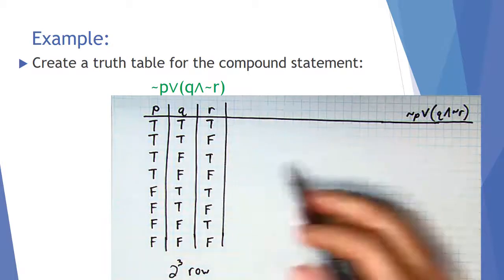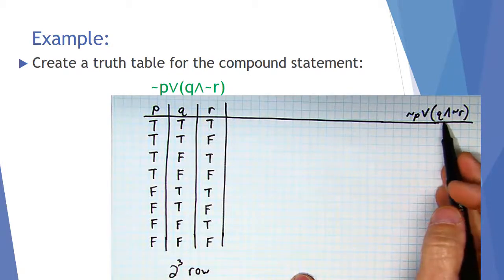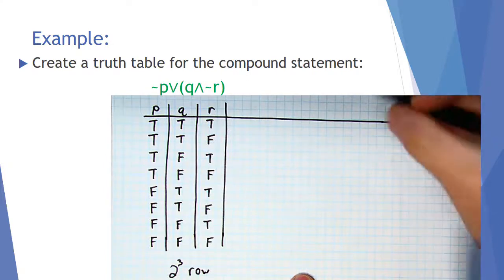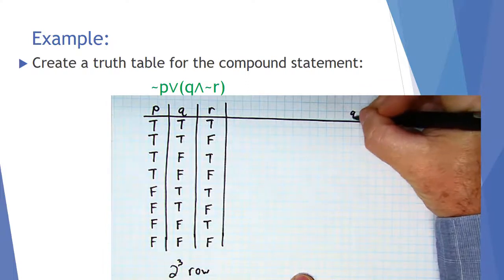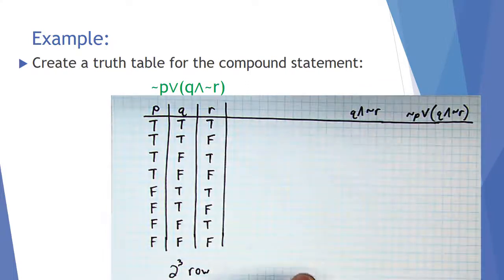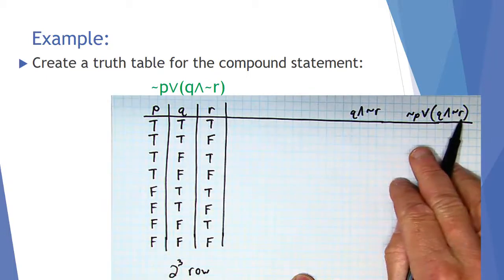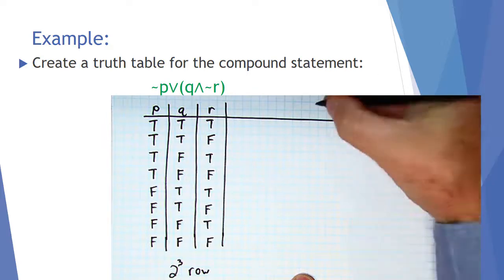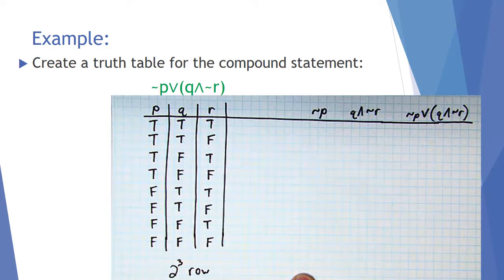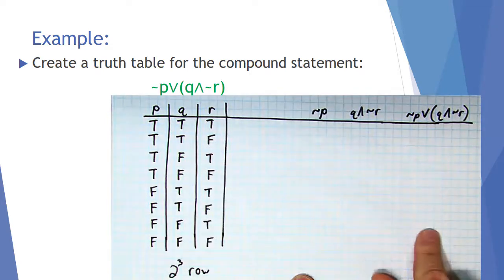Now let's work backwards and break this down into simpler statements. We definitely need to know what Q and not R are, so we'll make that a column. Let's have Q and not R. The other thing we need to fill in this last column, along with Q and not R, is a not P column. So let's build a not P column, or the negation of P. Those are the 2 columns we need to fill in the entries in our last column.